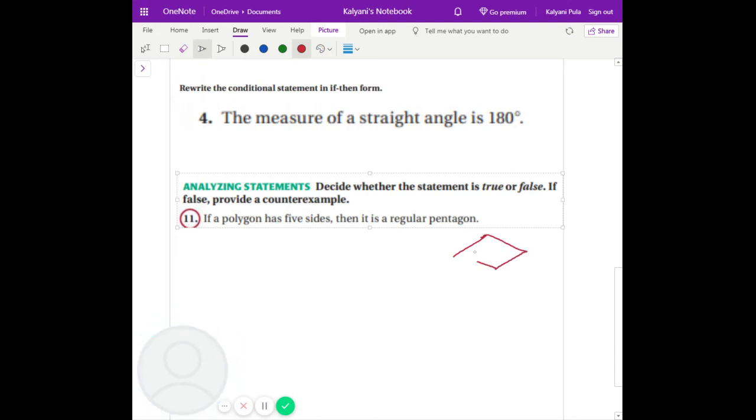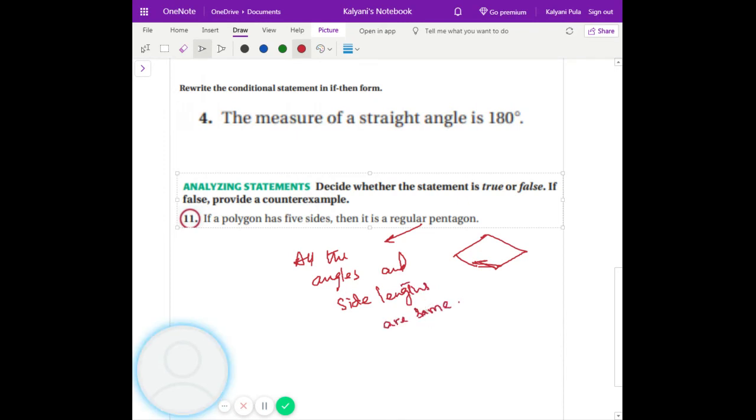Regular means all the angles and all the side lengths are the same. But in this case, it may or may not be, so we don't know that.